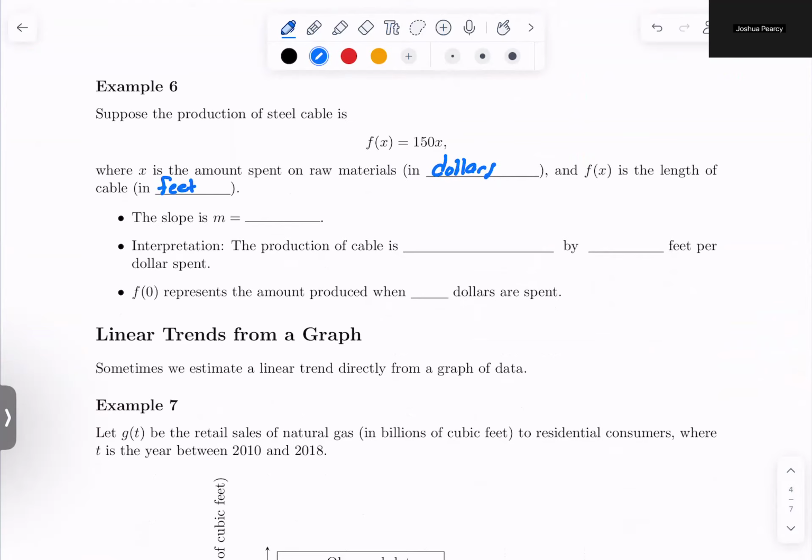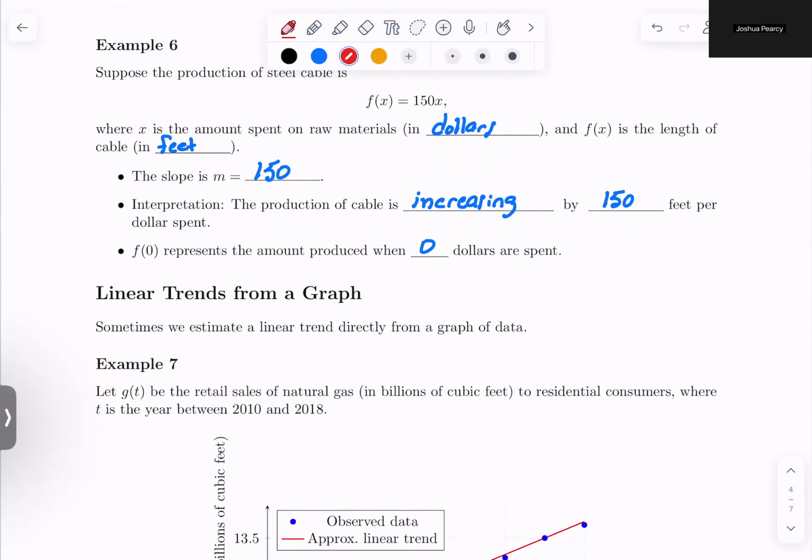So here our slope is 150. The interpretation of this is the production of the cable is, again, this 150 is positive, so this will be increasing by, and here we have the slope, 150 feet per dollar spent. And f of 0 represents the amount produced when $0 are spent. And in this case, there is no y-intercept here, so f of 0 is just 0.